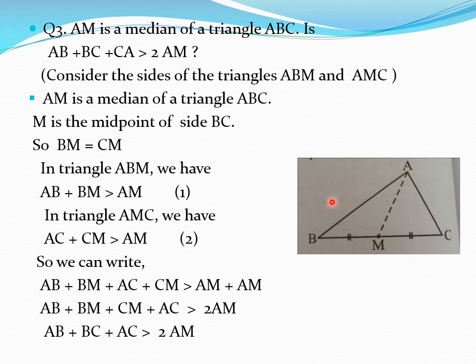So the other two sides we are taking on the other side, on the left side. So we can write AB plus BM is greater than AM. That is the property of sides of the triangle. Now in triangle AMC, we can write here also, AM we are taking as one side and the other two sides on the other side. So AC and MC, the sum of these two sides is always greater than the third side AM. So it is written here AC plus CM is greater than AM.